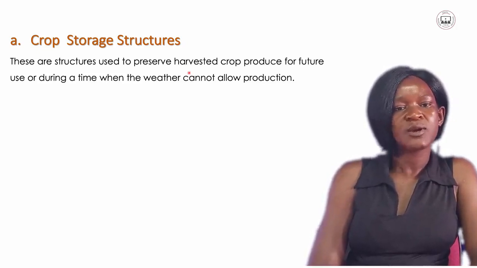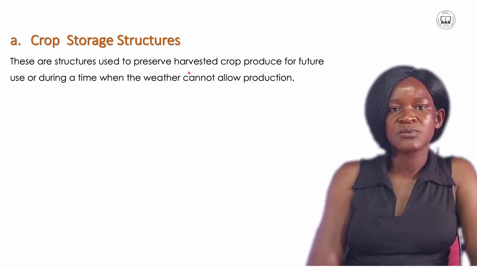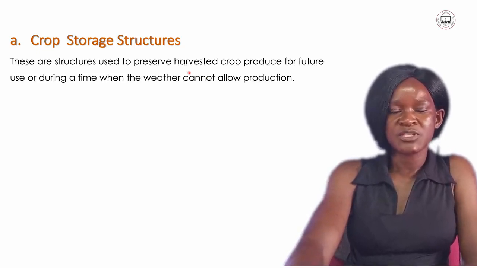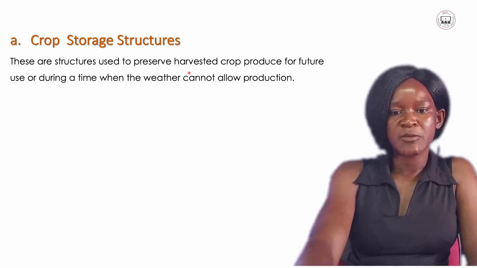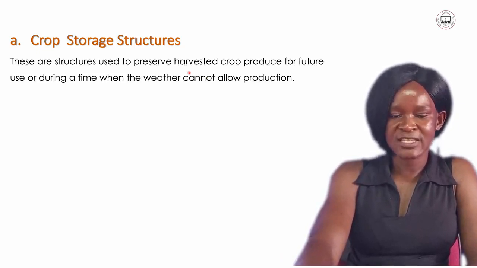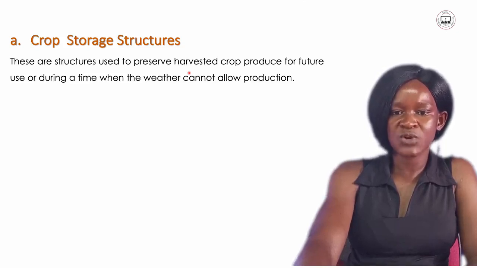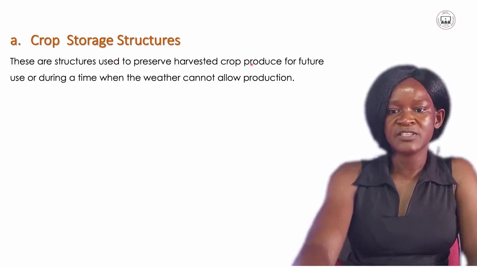It's not always that once you have harvested, you can consume all the produce at once. So you harvest many, in the sense that some of the produce can be kept for future use. So we keep it in some structures. Those structures are the ones which we refer to as crop storage structures. So, these are structures used to preserve harvested crop produce for future use or during a time when the weather cannot allow production.